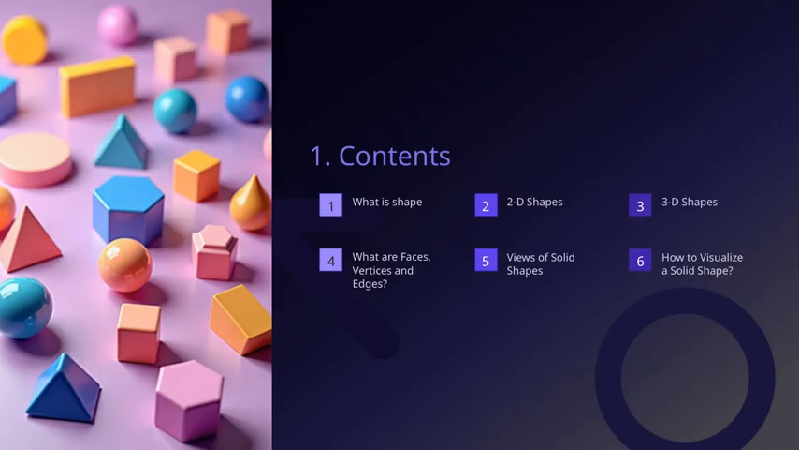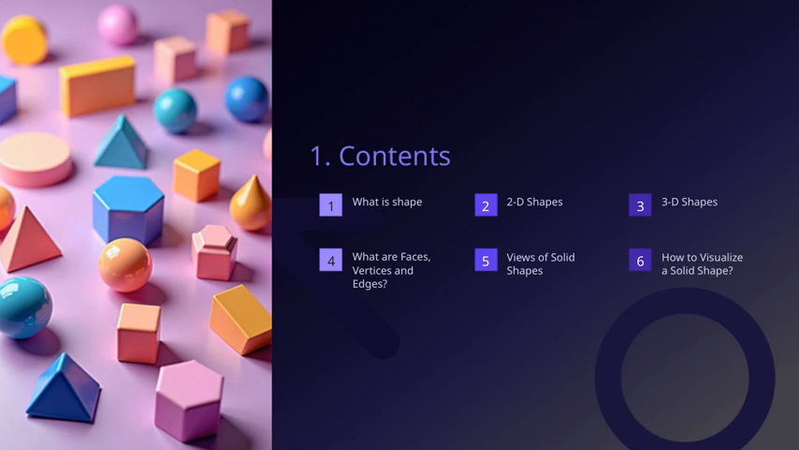Next, we'll explore the difference between 2D shapes and 3D shapes. 2D shapes are flat and only have length and width. Think of circles, squares, or triangles. They are easy to draw and visualize on a flat surface. In contrast, 3D shapes are solid objects that have depth in addition to height and width. Examples include cubes, spheres, and cylinders. Understanding how to view these shapes from different angles or perspectives is crucial to grasping their true form.